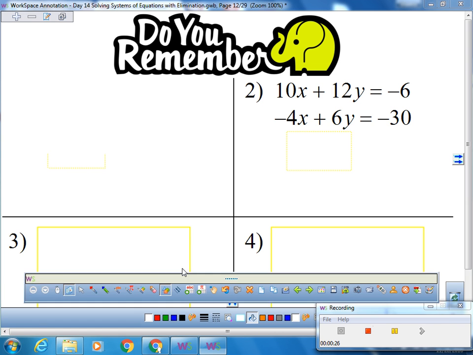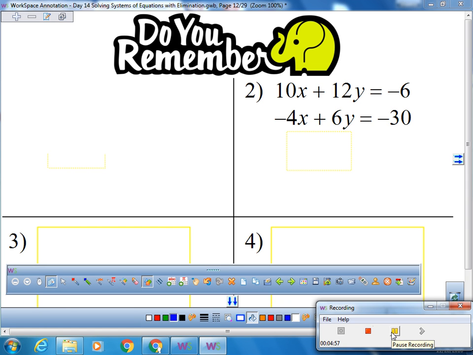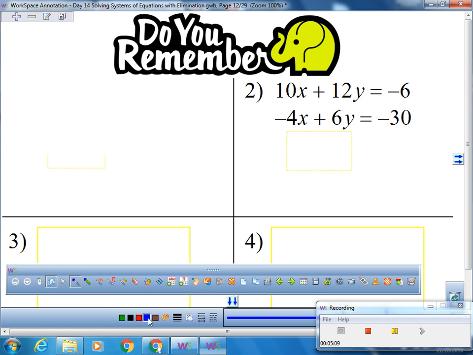Okay, so some of you are still stuck. In order to eliminate my y's, it'd be easier to eliminate the y's than the x's, because on the y's, I've got a 12 and I've got a 6. I could multiply by negative 2 and make this negative 12. But in order to do that, I have to multiply everybody. Everything up there has to be multiplied by negative 2. So keep going with that, okay?